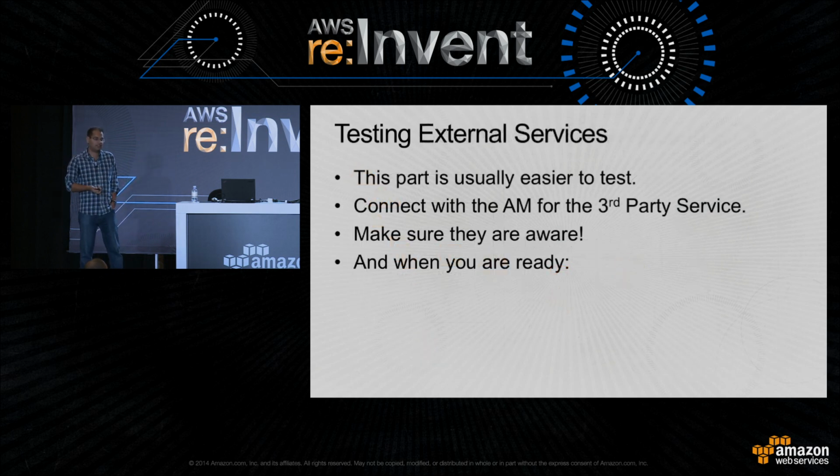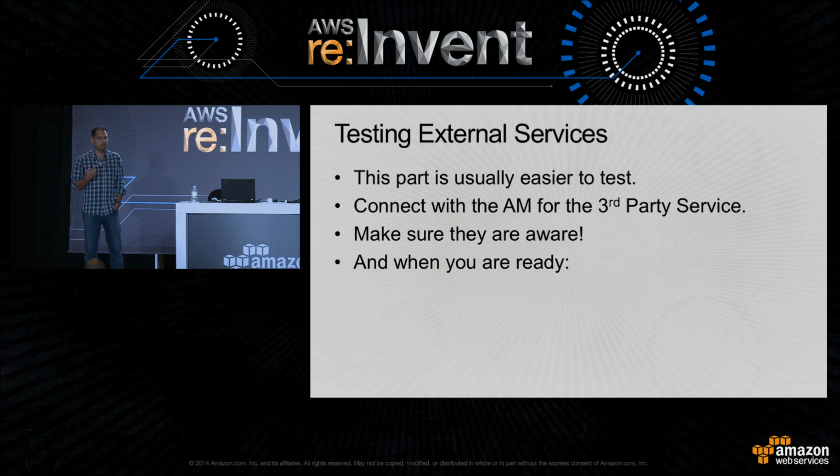And so testing external services, this part is usually easier to test. What you should just do is contact your account manager, inform them of your intention to load test their API. It's a very simple step, but it's a very important step. What happens if you don't do this? Chances are this third-party service will blacklist your IP, because they're thinking they're under a denial of service attack. And so you don't want to get it to that point. So it's a very simple step, but it's also very important.